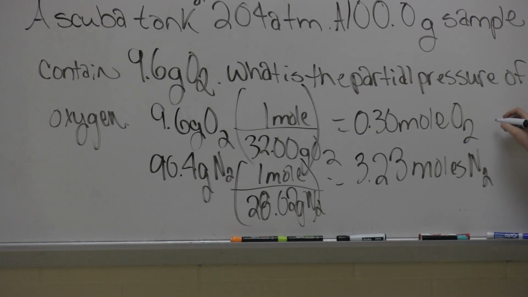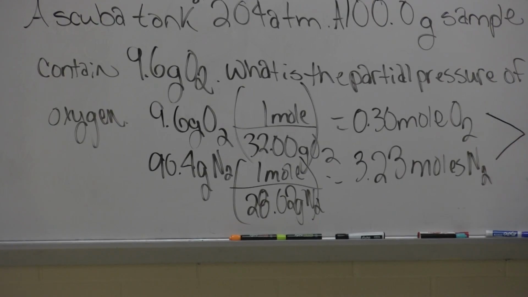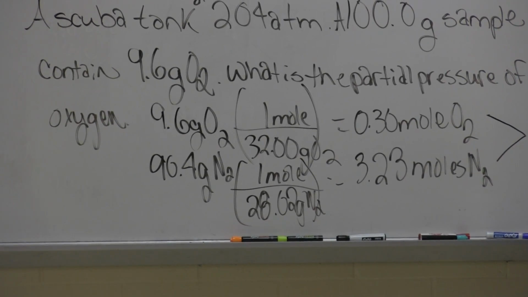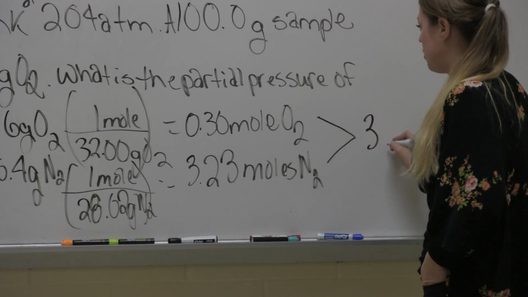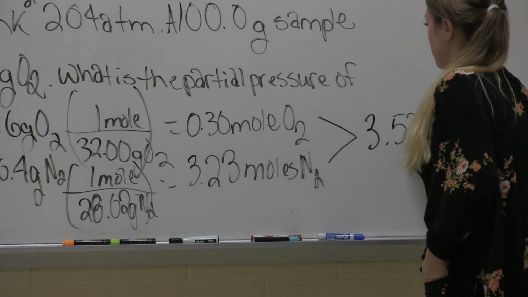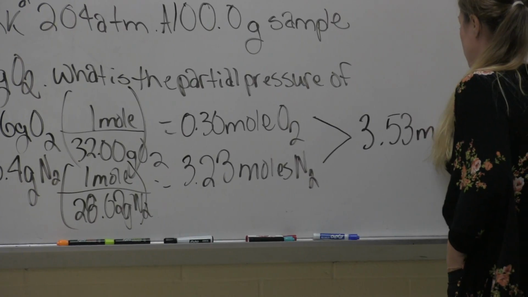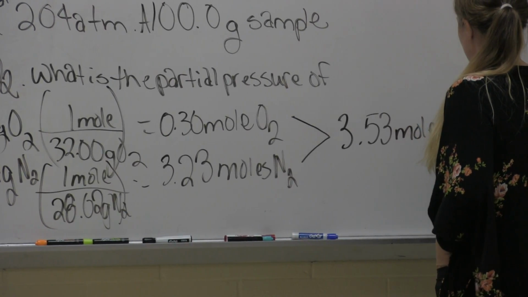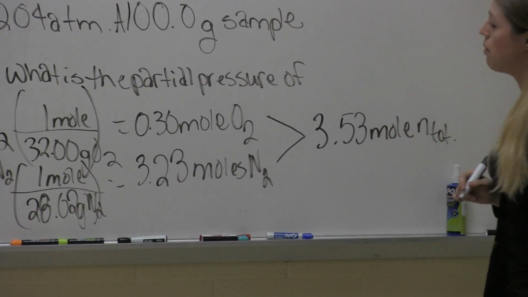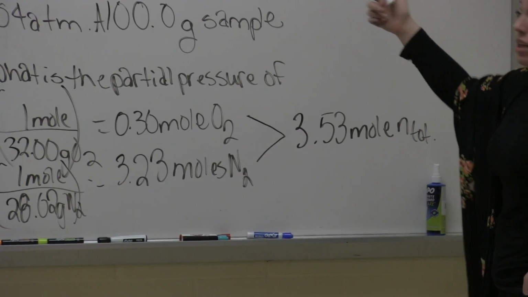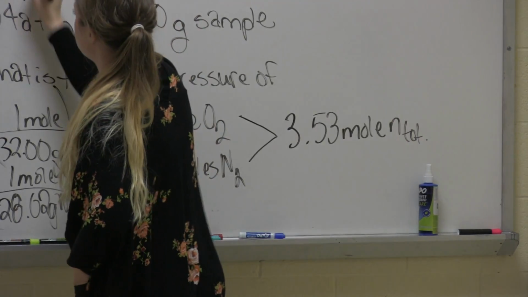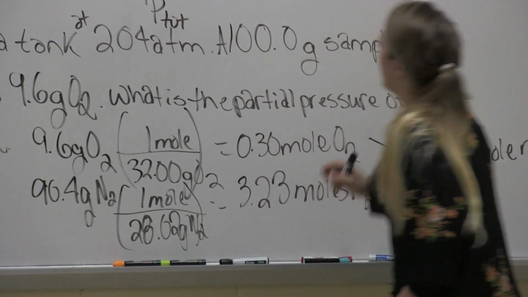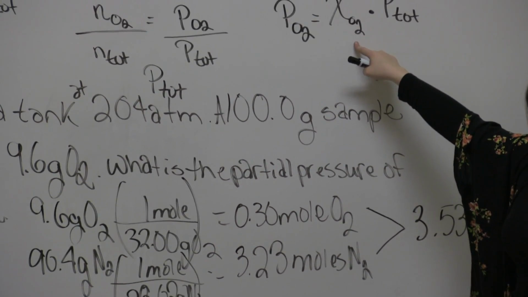Okay, so first thing we need to do though is we need to figure out what the total is here. So we're going to take 0.3 plus 3.23, so our total number of moles is 3.53 moles. This is our N total. Okay, well, I need to first get my mole fraction. We already know the total pressure of the container. This is my P total. Okay, I need to get my mole fraction of just oxygen.